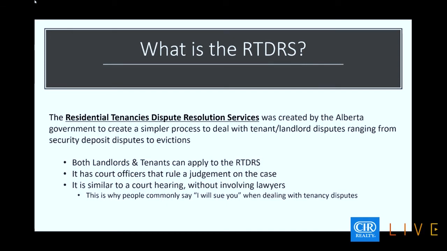So both landlords and tenants can apply for the RTDRS. We have gone over that already. It has court officers that rule a judgment on the case. It is similar to a court hearing without involving lawyers. There typically isn't a time where you have a lawyer present on behalf of a landlord or tenant.